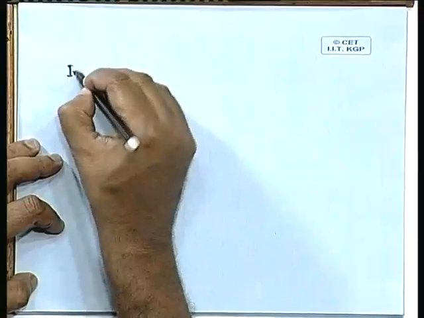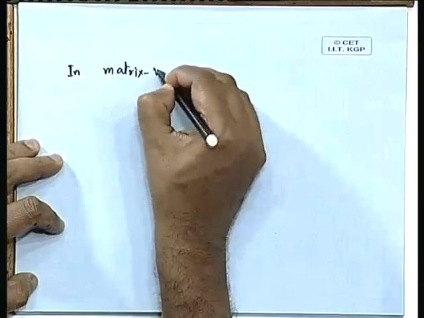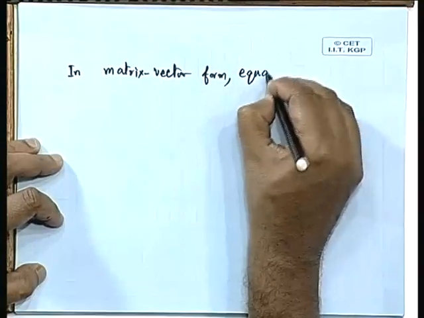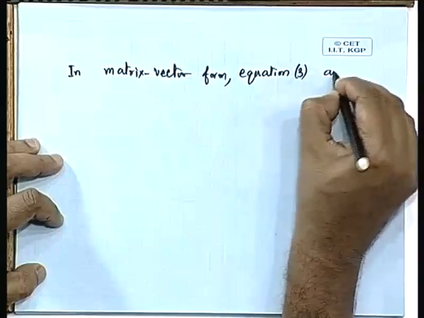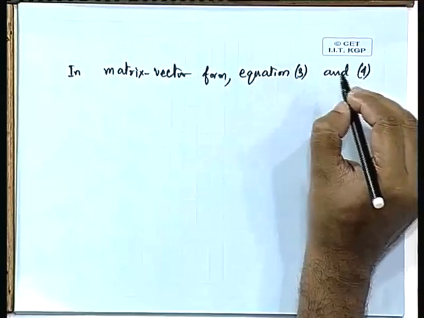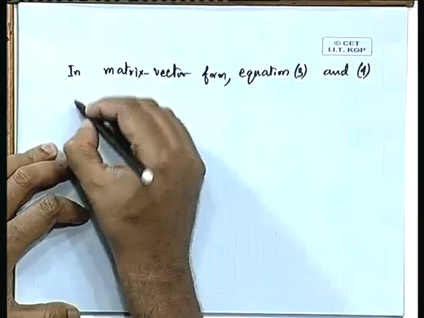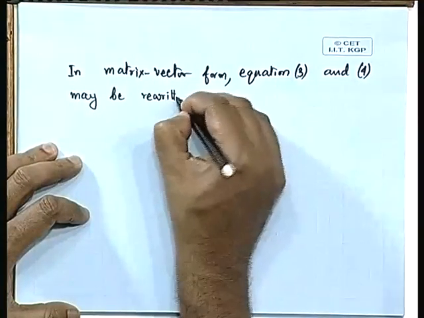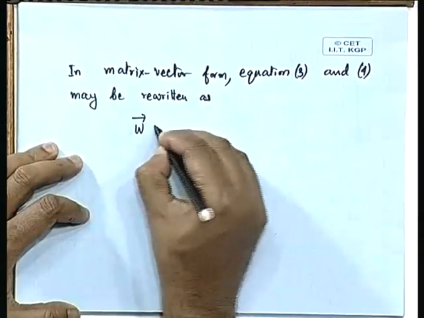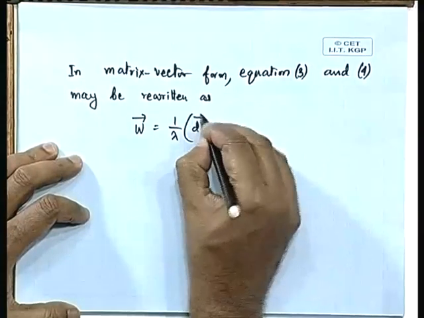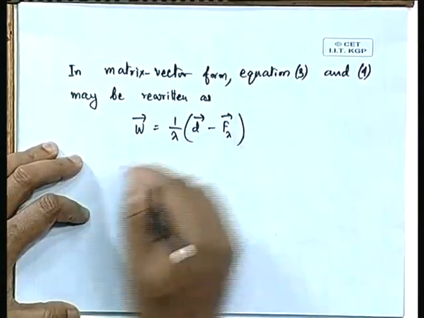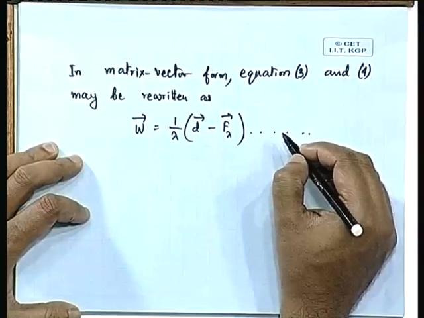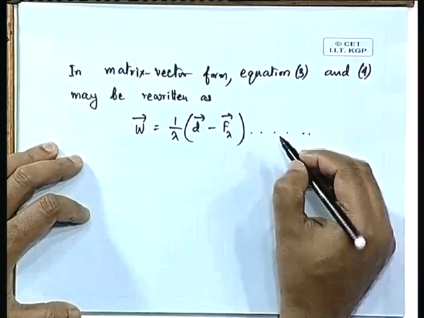So, in matrix vector form, equation 3 and equation 4, they are not new. It is just another way of representing in the matrix vector form. So, this may be rewritten as W vector is equal to 1 by lambda times d vector minus f lambda vector. Yes, f lambda is the minimum one, but the minimum one is the one that we are seeking. Mind you.